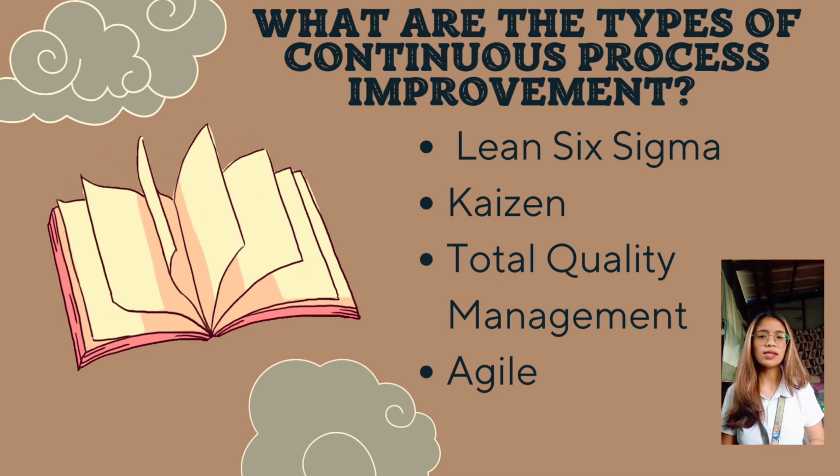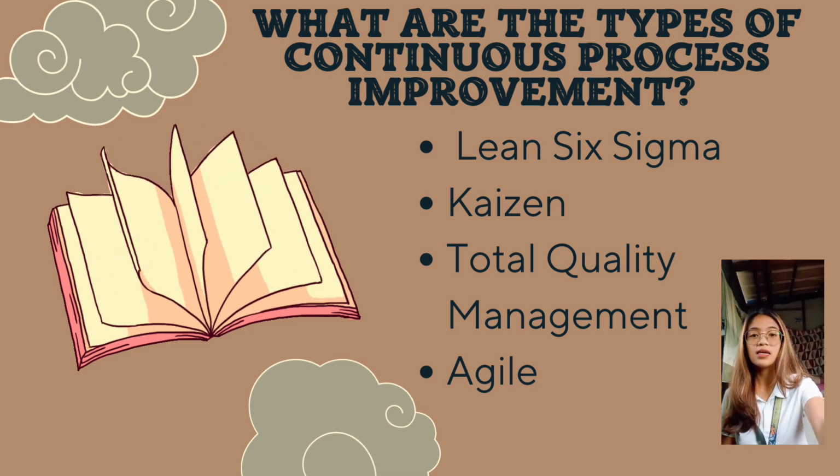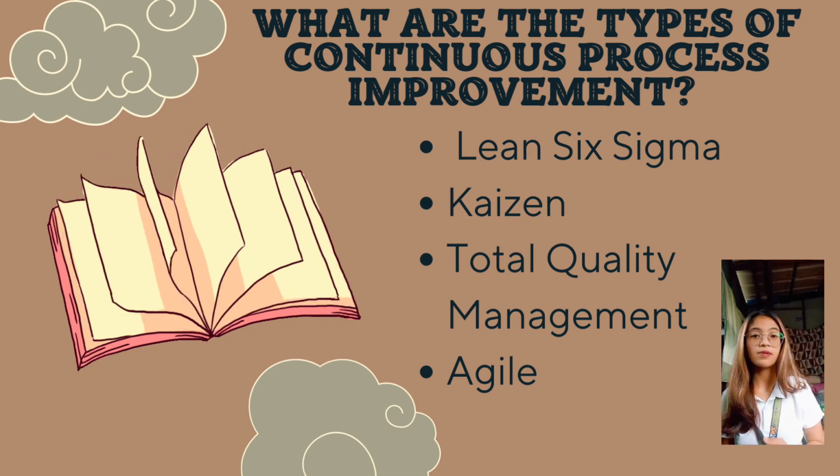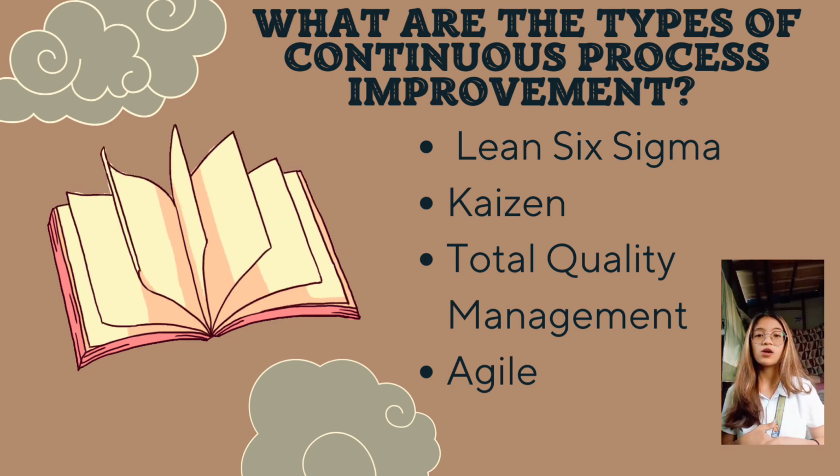So, the first one is the Lean Six Sigma. Lean Six Sigma combines the principles of lean manufacturing and Six Sigma methodology. Lean focuses on eliminating waste and streamlining process, while Six Sigma aims to reduce defects and variations. Together, they provide a comprehensive approach to process improvement, focusing on efficiency and quality.